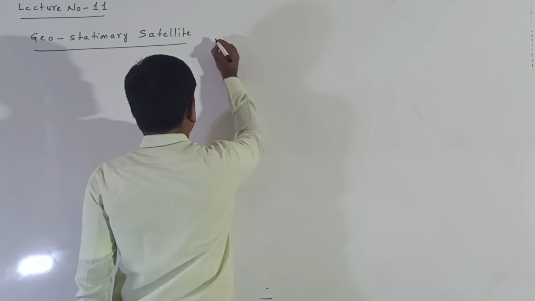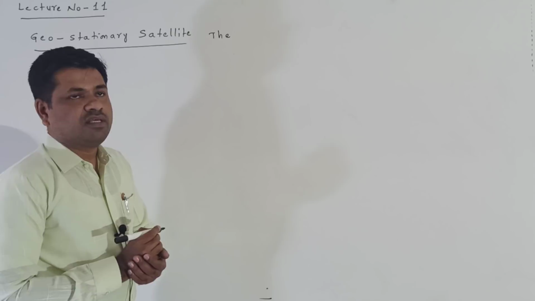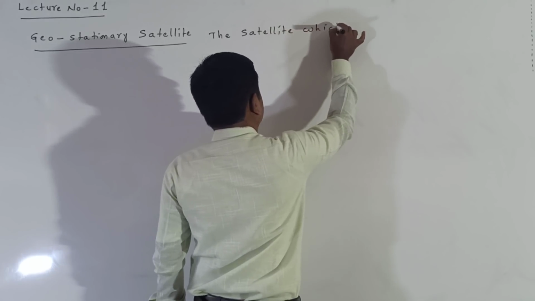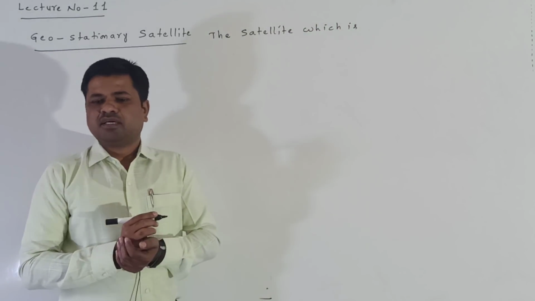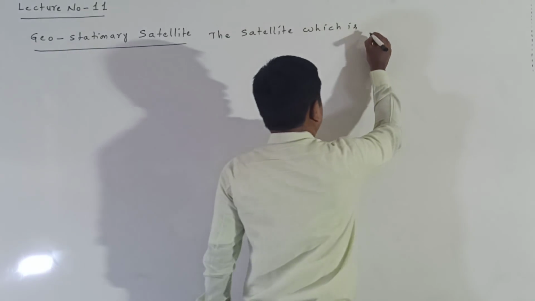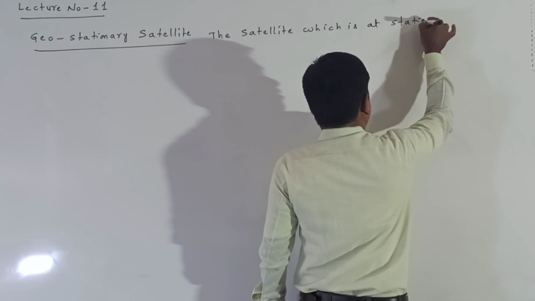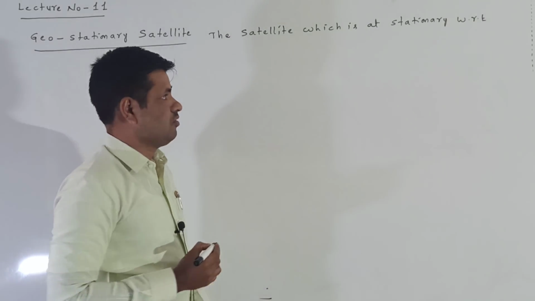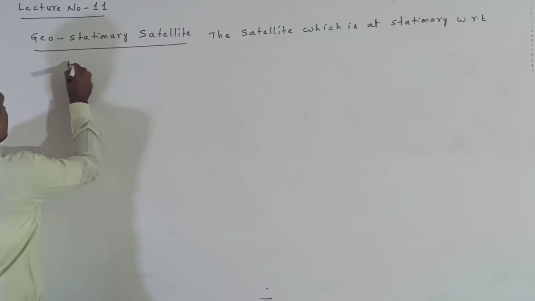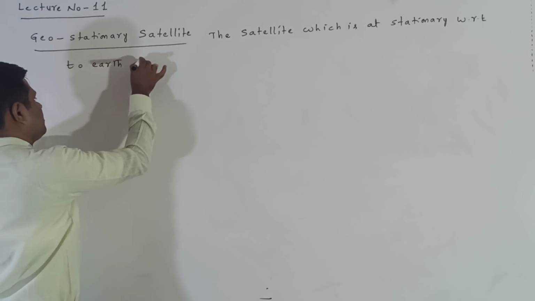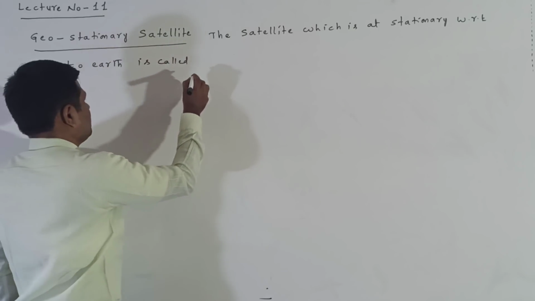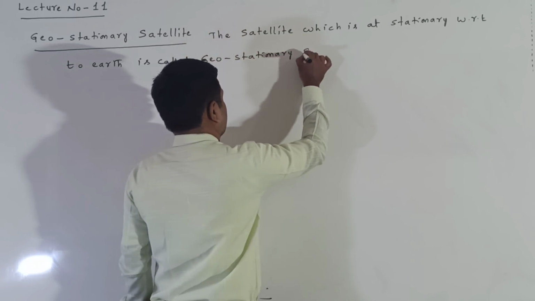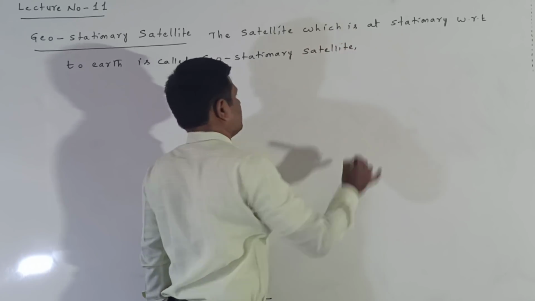The satellite which is stationary with respect to Earth is called a geostationary satellite.